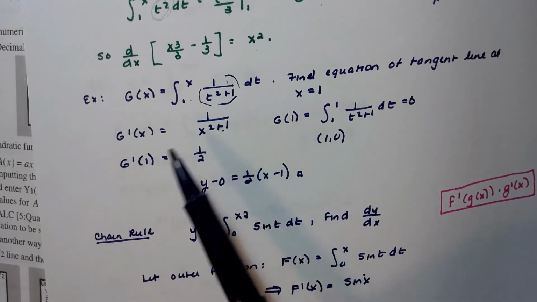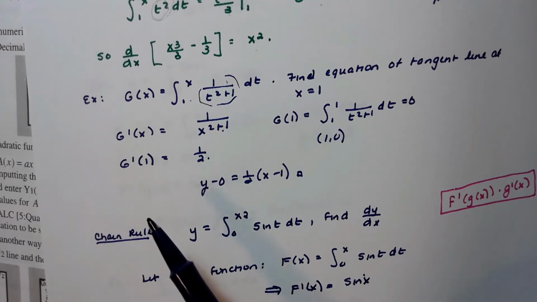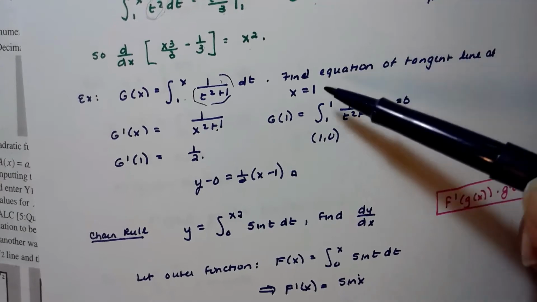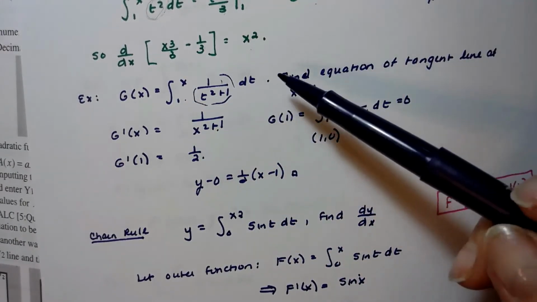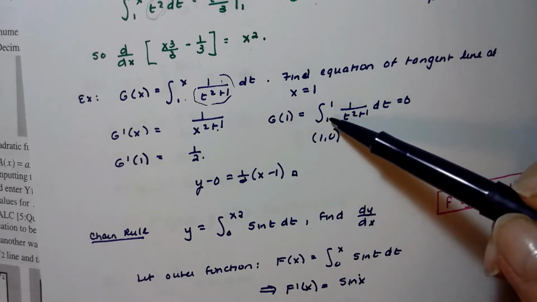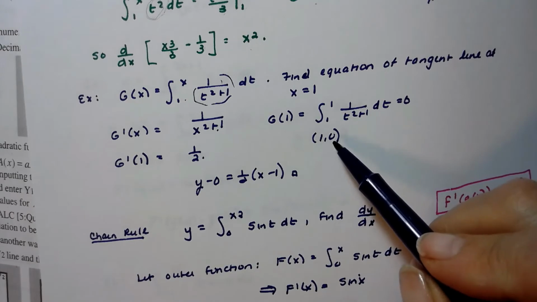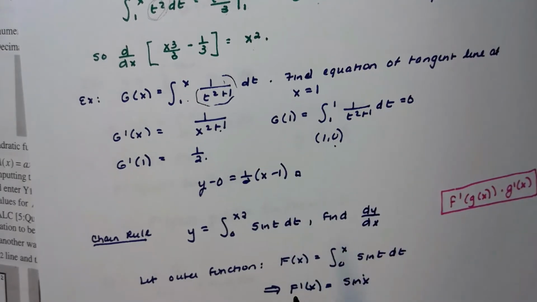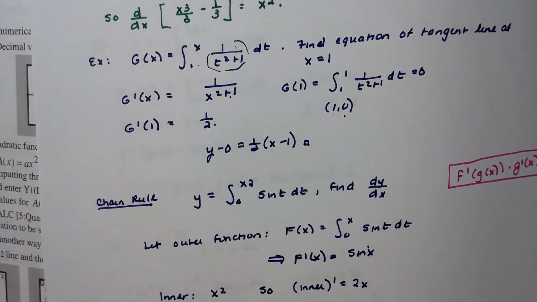This is my derivative, so now if I plug a 1 in, I get a slope of my tangent line of 1/2. The other thing is that I want to evaluate this thing at x equals 1. If I evaluate the original integral at 1, I have the integral from 1 to 1, so I get out a 0, and I get the point (1, 0). Now I have a point and a slope, so I can use the point-slope formula. y is equal to 1/2 x minus 1/2. There's the equation of my tangent line.